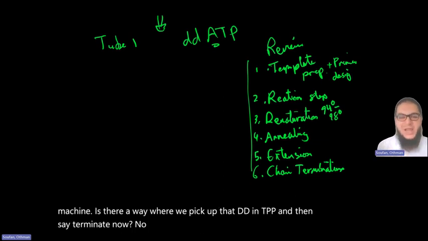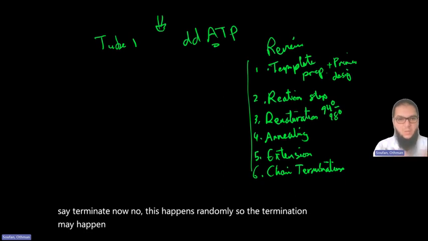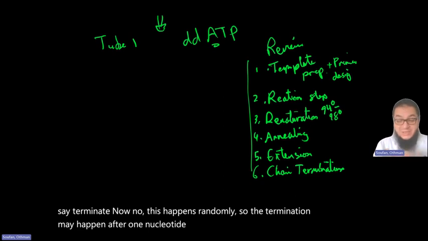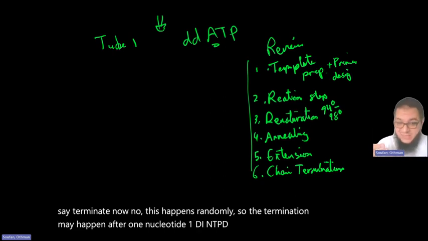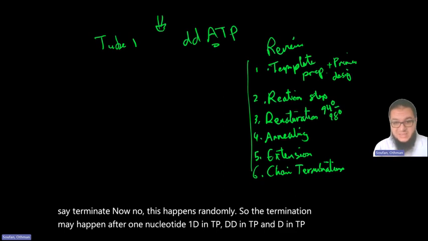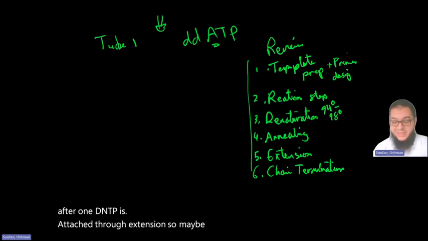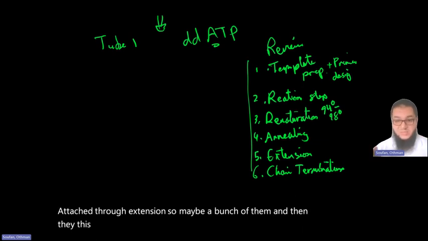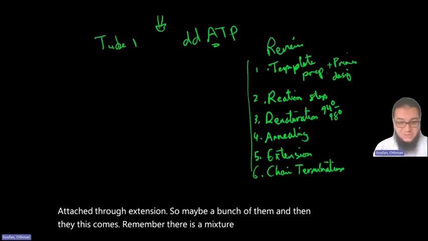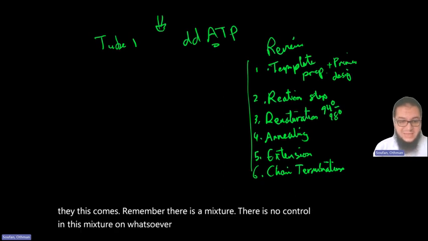No, this happens randomly. So the termination may happen after one nucleotide, one dNTP, or a bunch of dNTPs. After one dNTP is attached through extension, so maybe one, maybe a bunch of them, and then this comes. Remember, there is a mixture. There's no control in this mixture and whatsoever what happens in that stage, okay?